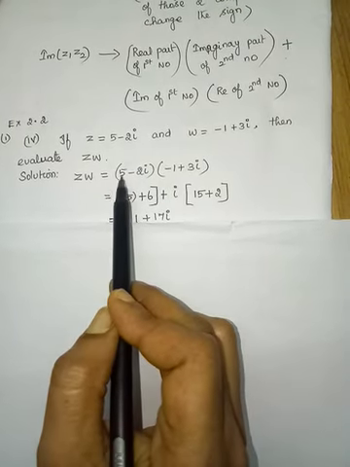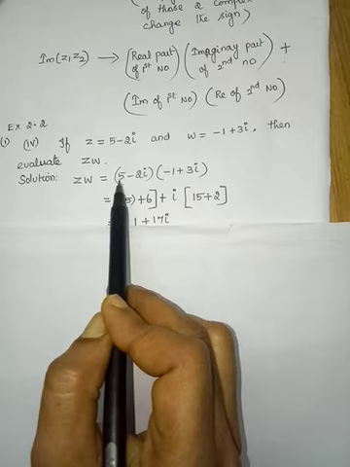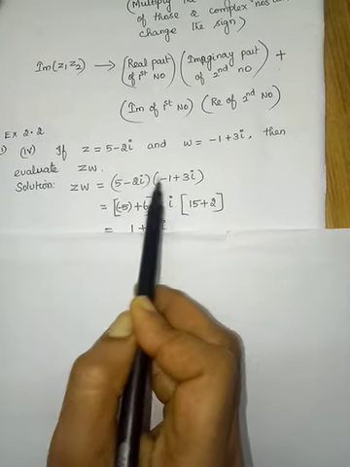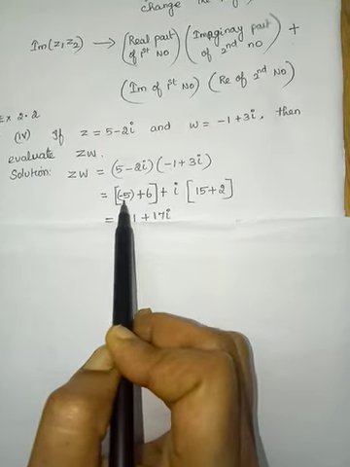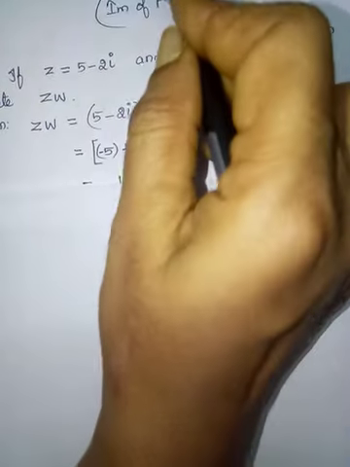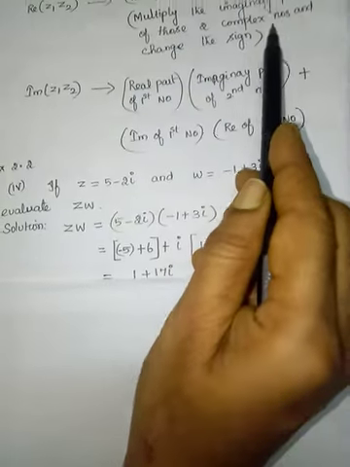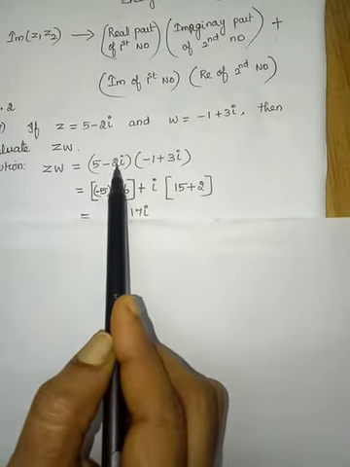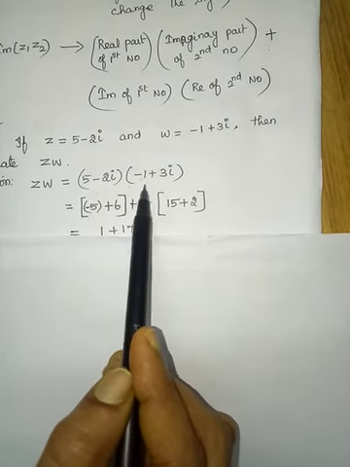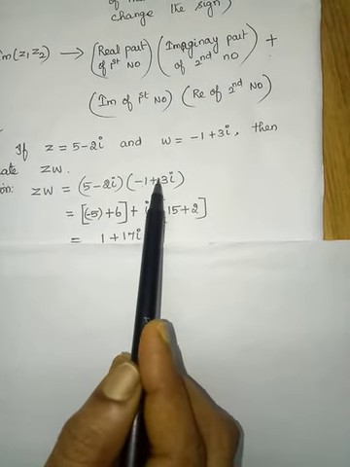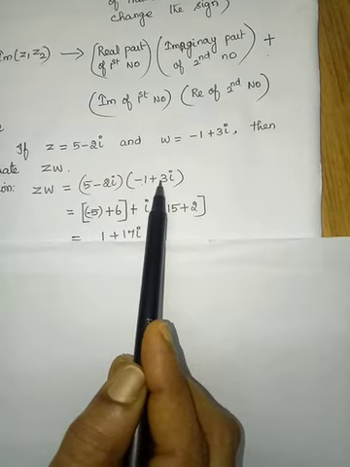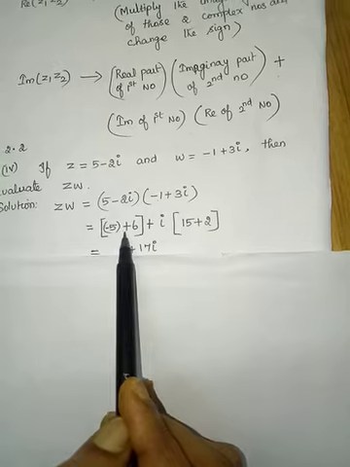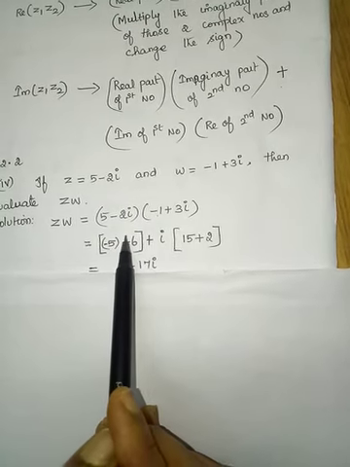So first you are going to write the real part of ZW. Real part into real part, so 5 into minus 1 is minus 5. Next, multiply the imaginary parts of those two complex numbers and change the sign. Here the imaginary part is minus 2. It has to be multiplied with the imaginary part of the second number, which is 3. Minus 2 into 3 is minus 6. Here I have written plus, so I have changed the sign. So I obtained the real part.